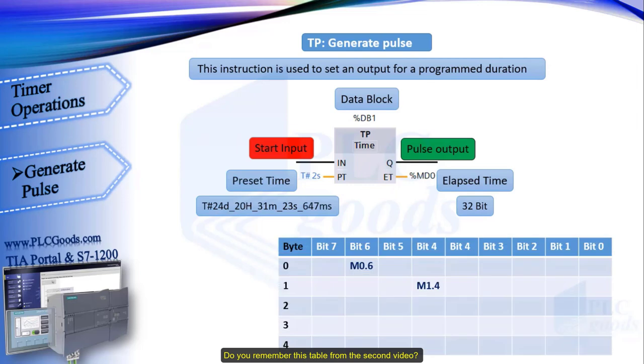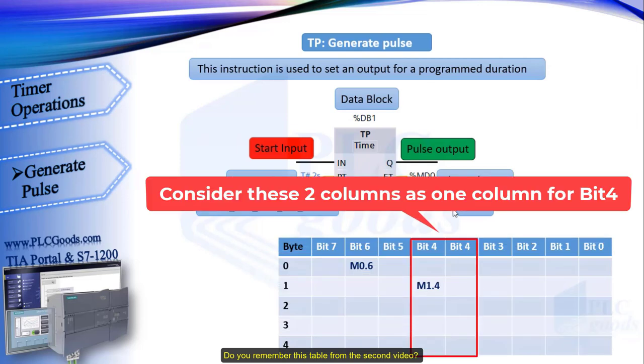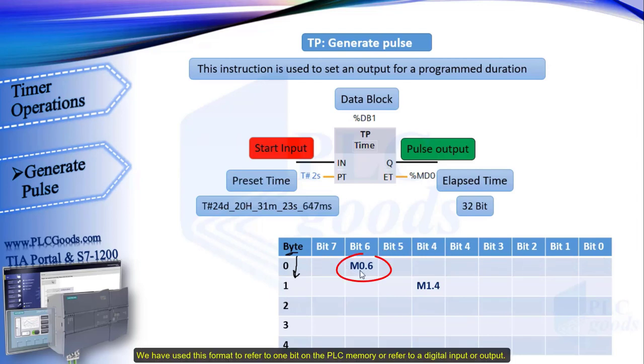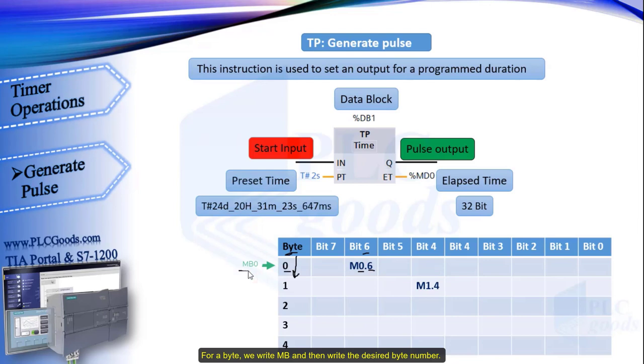Do you remember this table from the second video? This table shows us the memory structure. As you know, the memory consists of some bytes, and each byte has 8 bits from bit 0 to bit 7. We have used this format to refer to one bit on the PLC memory, or to refer to a digital input or output. For a byte, we write MB and then the desired byte number. As you can see, if we need 2 bytes, we write MW.